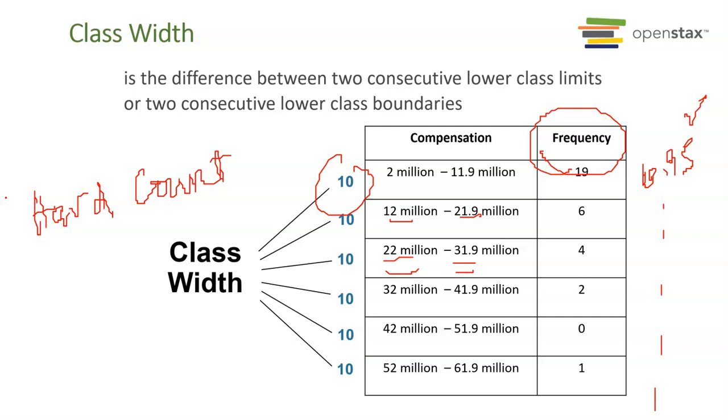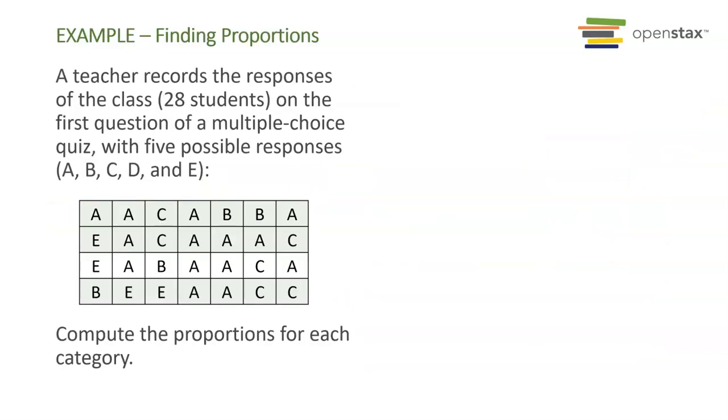So I can say, out of this group here, 4 people made between 22 million and 31.9 million, or I could say, oh, like 12% of the Fortune 500 female CEOs make between 22 million and 31 million, right? So you've heard stuff like that before. Let's say there's 10 people in the class and 6 of them are boys. You can say 6 are boys, or you can say 60% of the class is boys. When you use percentages, those are either called proportions or a relative frequency.